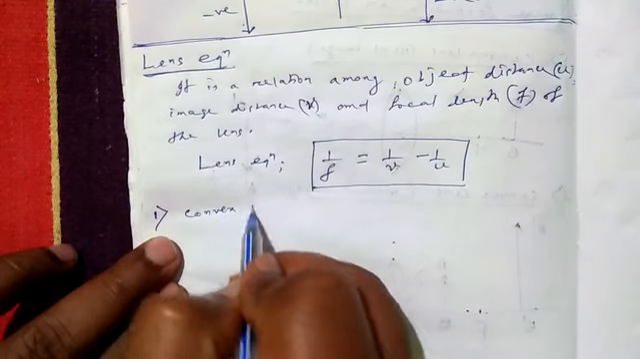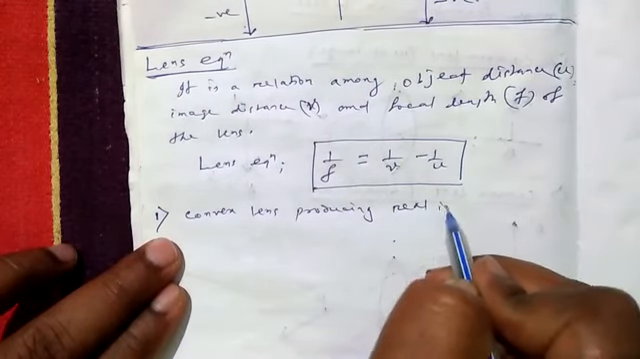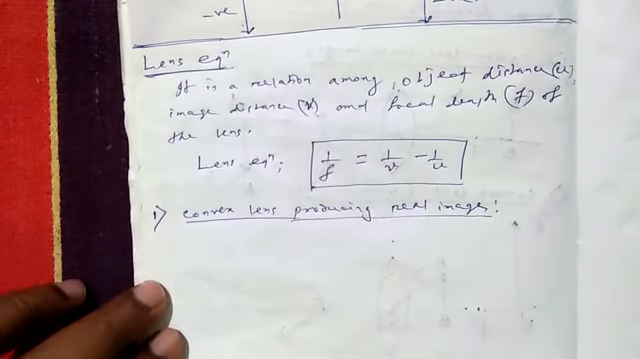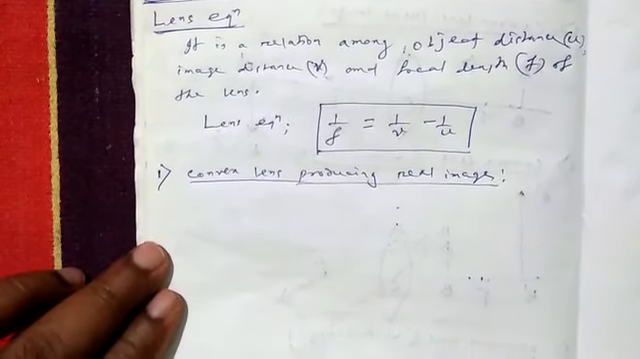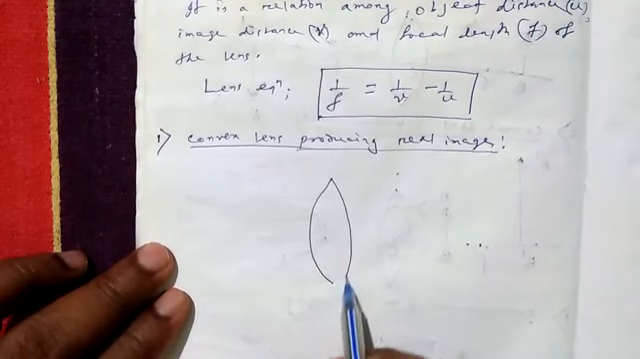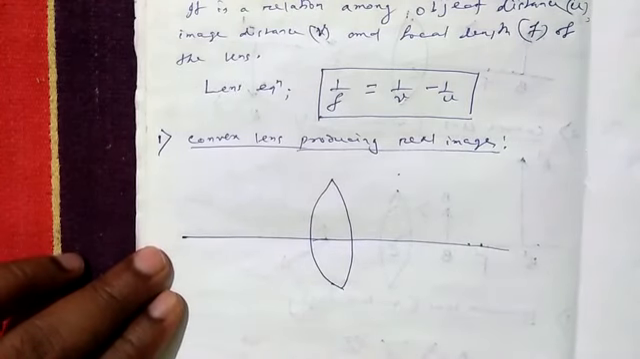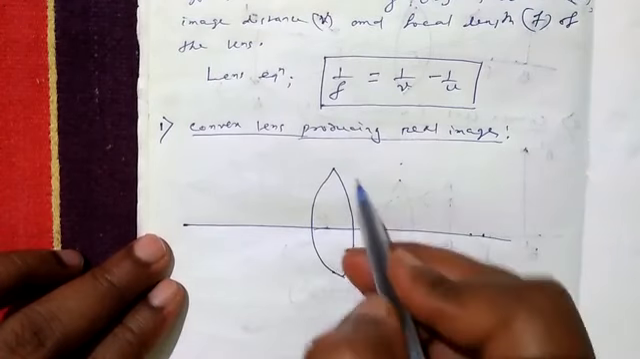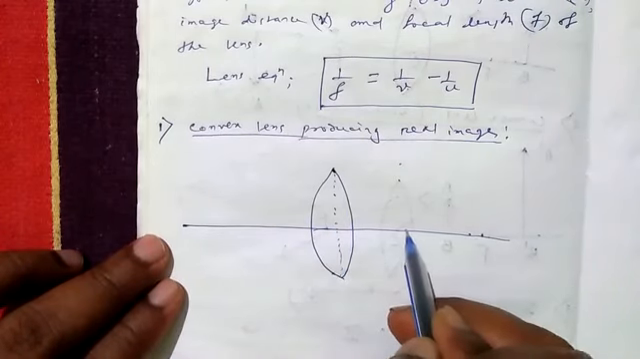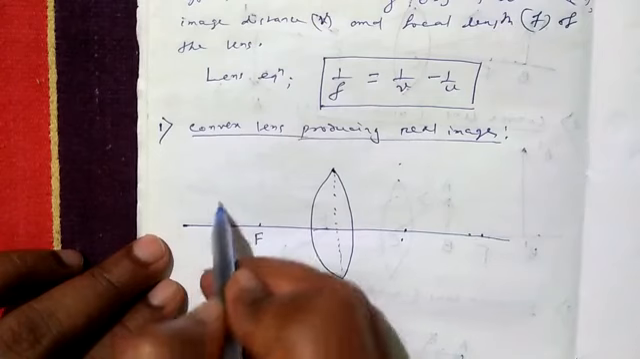Convex lens producing real image. So the ray diagram is: take the object beyond focus.